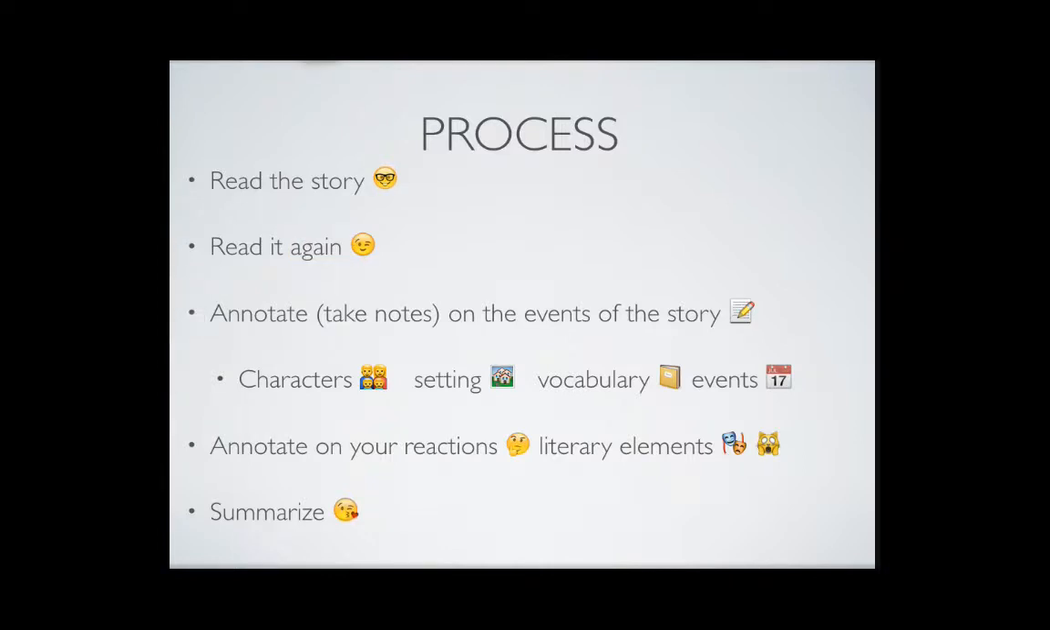Let's move on to the next step, which is annotating. That would be taking notes. Annotate is just a fancy way of saying take notes on the events of the story. So as you go through and read it a second time or a third time or maybe even the fourth time, you should be taking notes. Taking notes is one way that you can collect that evidence. Remember, we talked about why on the previous slide. In order to collect the evidence that you need for your writing about the story, the way to do that is by taking notes.